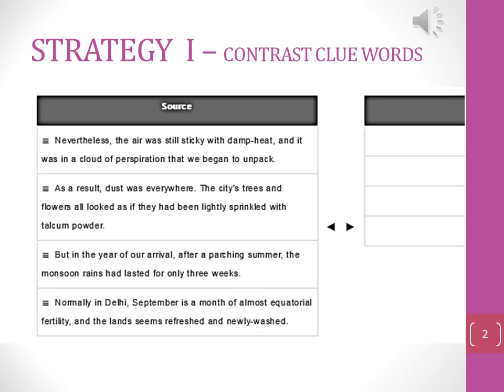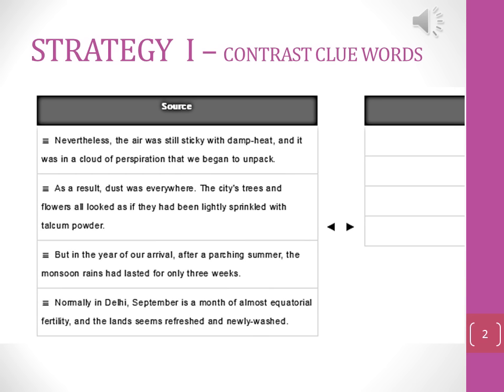And that is how, if it is said that nevertheless the air was still sticky with damp heat, that means this is in contrast to something that happened right before this sentence, nevertheless. So something indicated that the air should not be sticky, that it should not be so damp, and we should not be perspiring. Nevertheless, we are perspiring, the air is sticky, right? So this is a big clue.